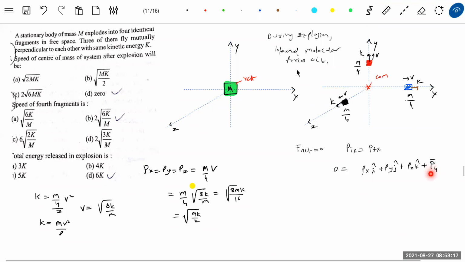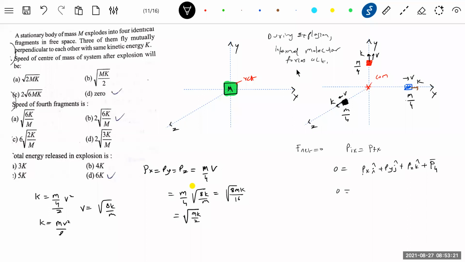So how should it move? That's what we are making a guess here. Now do we know all these values? Do we know the momentum? Yes, how much is it? Root mk by 2, this i cap.